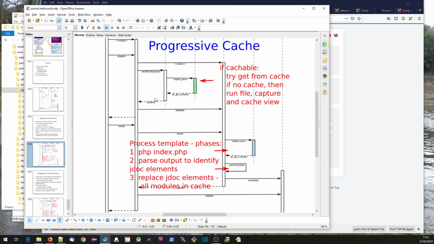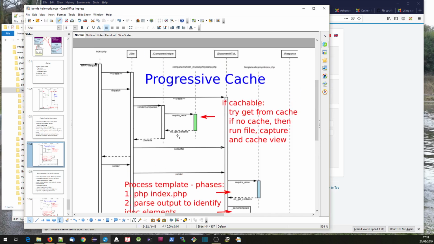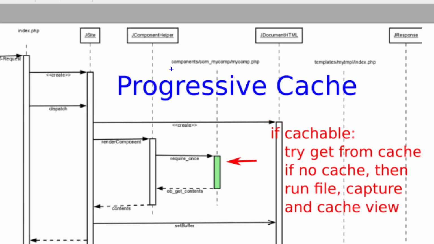And if we just zoom in here, it will find the component which is responsible, and then it will require that component's, as it says here at the top, mycomp.php, and this is the file that it will run, and it will capture the output buffer through ob_start and ob_get_contents, and save that for later processing.